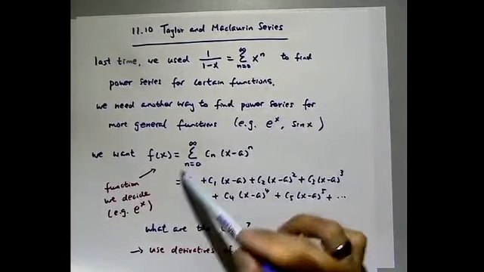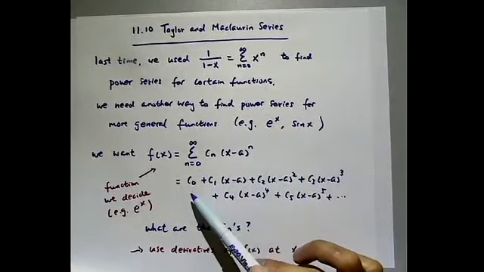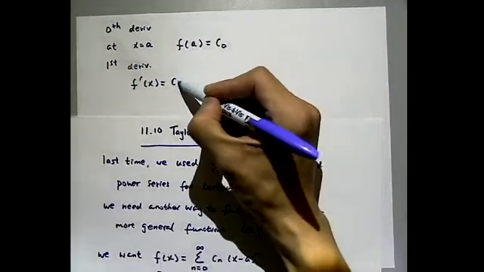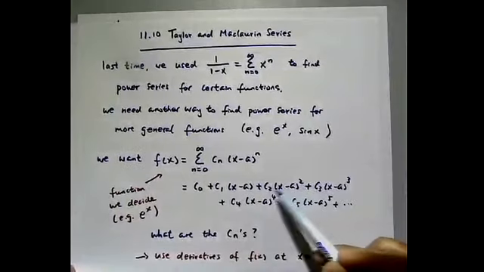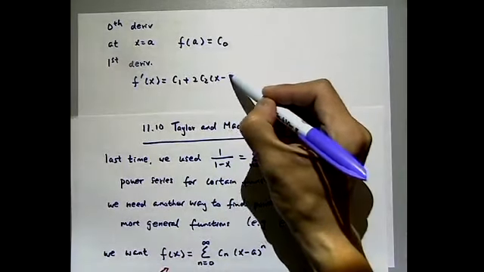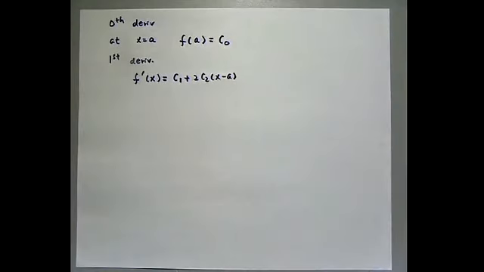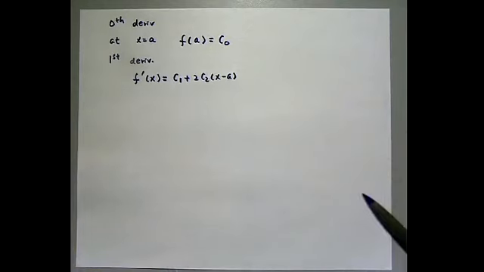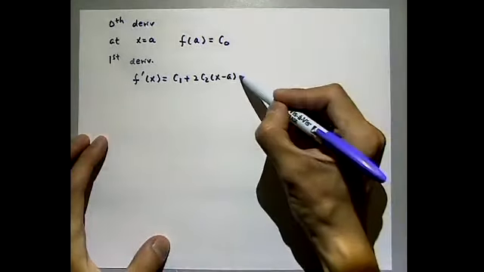Okay, so looking at this one here, when we take one derivative of this, C0 is a constant. It disappears. And the next one is C1, and then 2C2 times (x minus a), right? Do you see what I'm doing? Just taking the derivative. Follow that? Okay, what's the next one then?